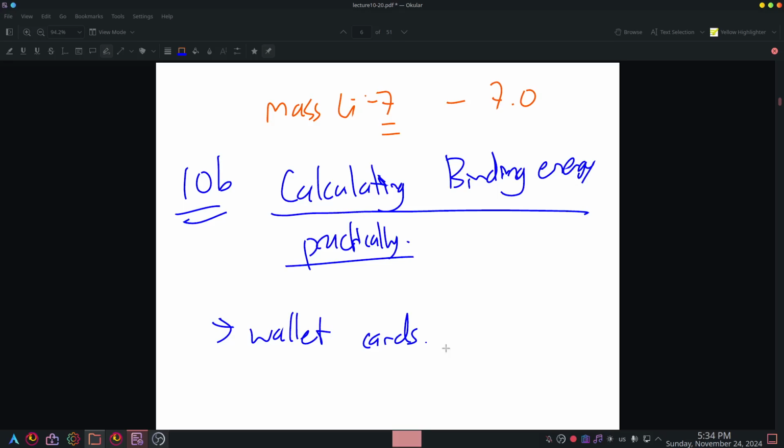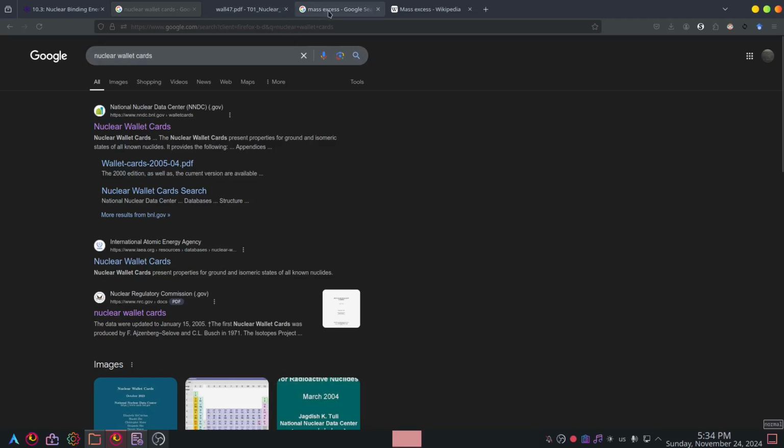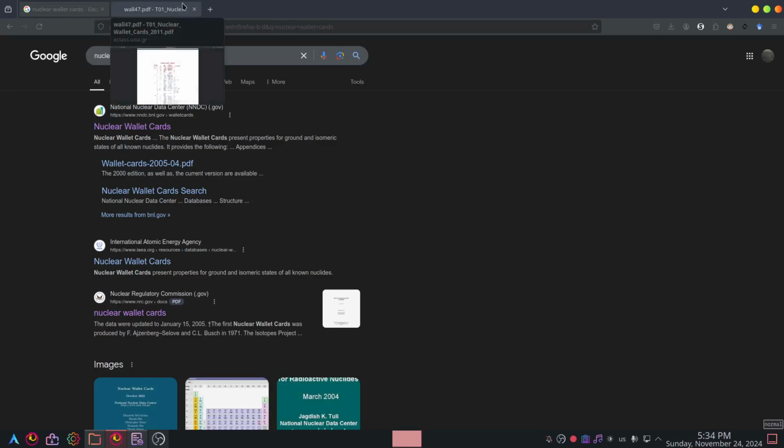And this is the foundation of how you calculate the energy from reactions as well. But I'll try not to do concepts here. Let's just focus on the binding energy. Now, how do you find these nuclear wallet cards? Okay, let me close this.